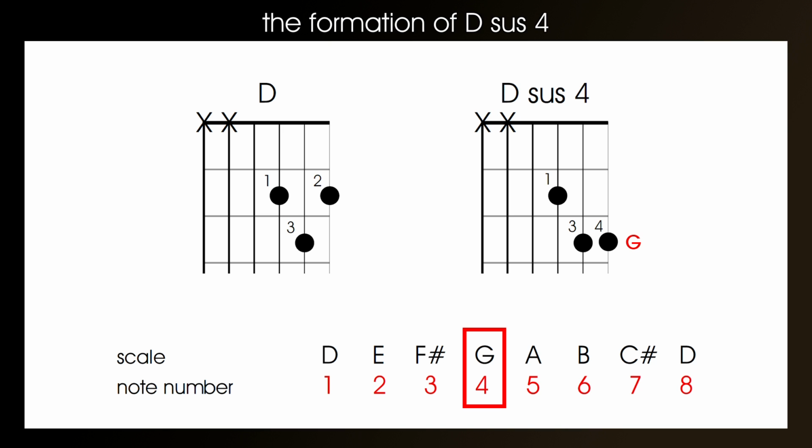Hopefully you've noticed that the second finger in the second fret of the top E string is no longer needed, so you can remove this if you want. However, it's quite common to see the chord going between the D and the D sus4, in which case it's probably best to leave it in place.